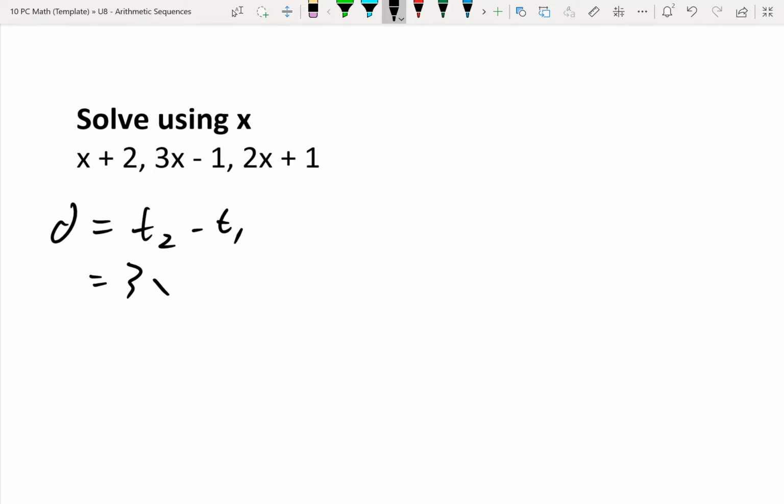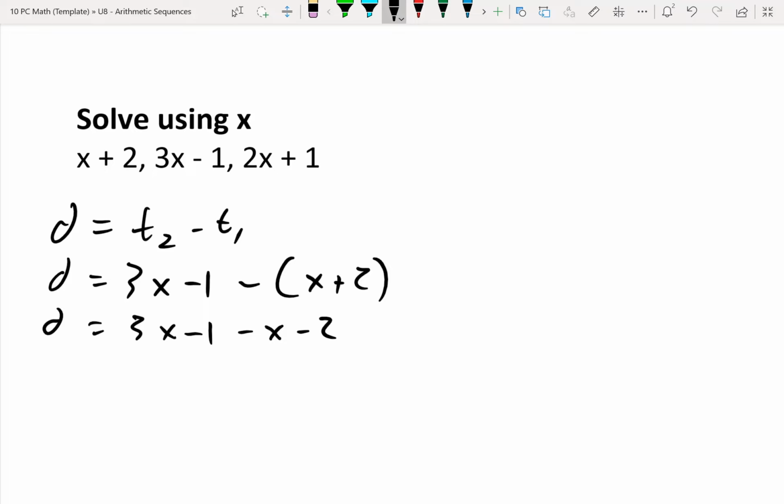So in this case, 3x minus 1 minus x plus 2. Be very careful. Make sure you put it in brackets because we got to rainbow out that negative. So difference is equal to 3x minus 1 minus x minus 2. So that is 2x minus 3. That is the difference.